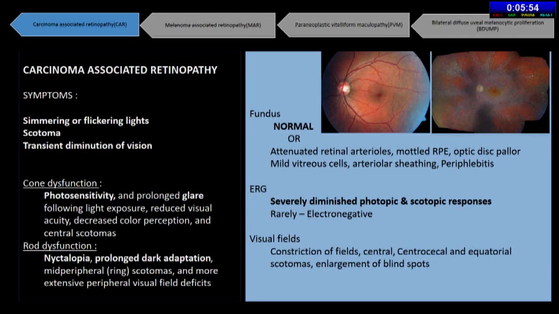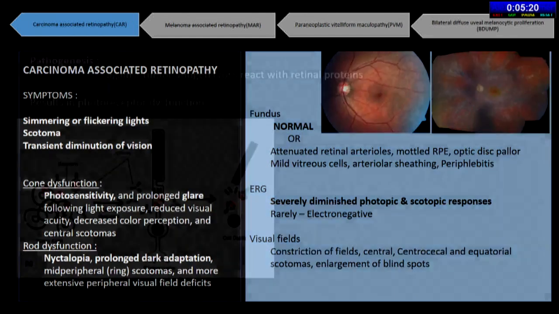Because it's an autoimmune disorder against the photoreceptors, it can have non-specific symptoms associated with either rod dysfunction or cone dysfunction, so photosensitivity, glare, nyctalopia, etc. Important thing to note is the fundus can be absolutely normal or can have features like arteriolar attenuation, mottled RPE, and disc pallor, which looks like retinitis pigmentosa, or can have something looking like uveitis, like mild vitreous cells, sheathing, periphlebitis, etc. So ERG is going to be again like retinitis pigmentosa, diminished photopic and scotopic responses with field changes.